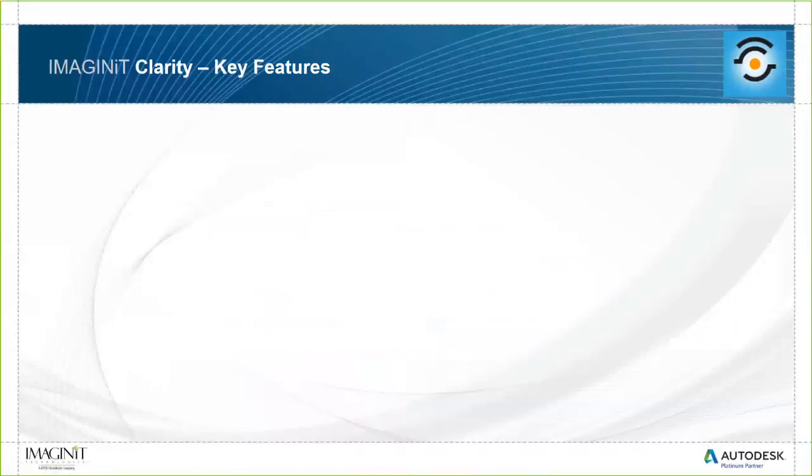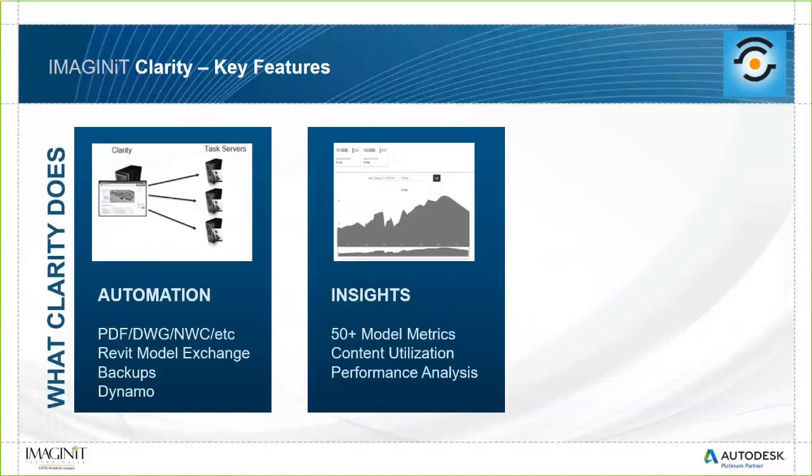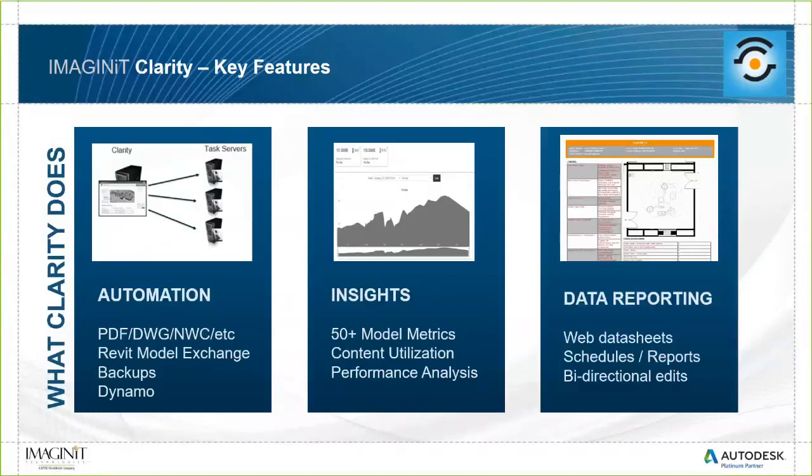And Clarity has some key features. Automation, of course, is the main interest here, where we can take many of the mundane tasks, such as printing PDFs and sending models back and forth and backing things up, and automate that. We also now have the ability to take insights into our projects and look for model metrics and make sure our projects are running smoothly and not violating any firm standards and performance metrics. And of course, we have the ability for data reporting, so we're able to pull very selective data out of our projects and organize them into reports and data sheets, and even have bidirectional edits there as well.